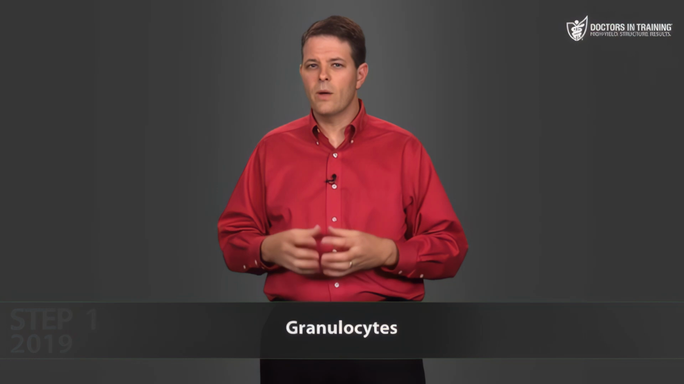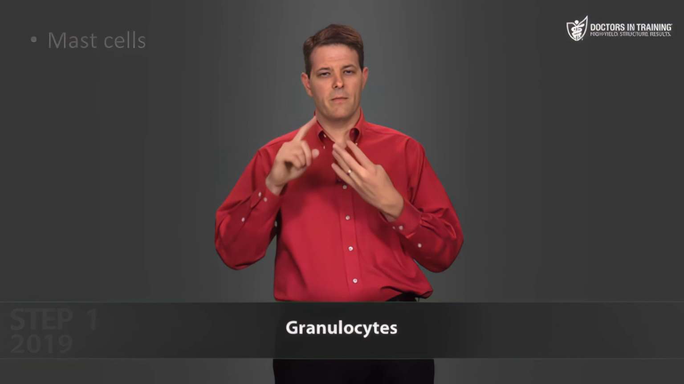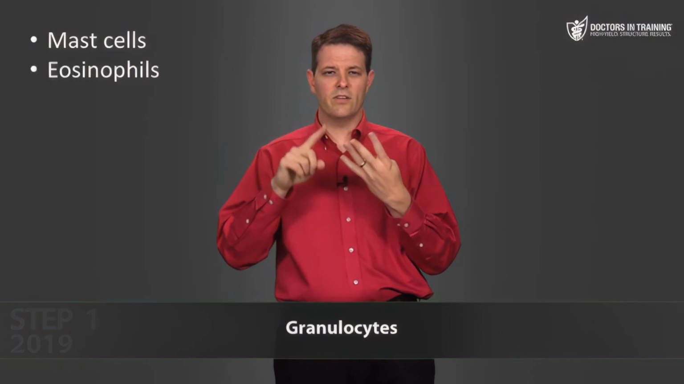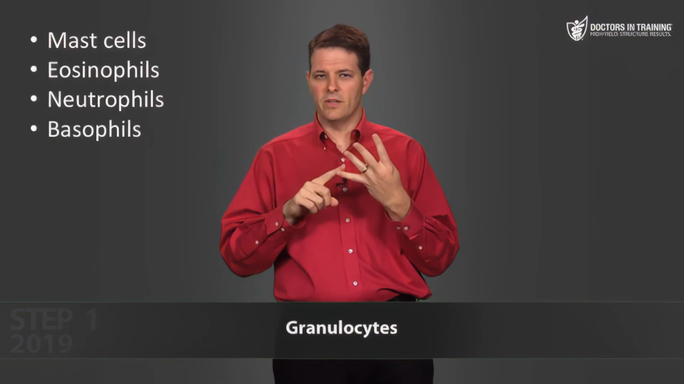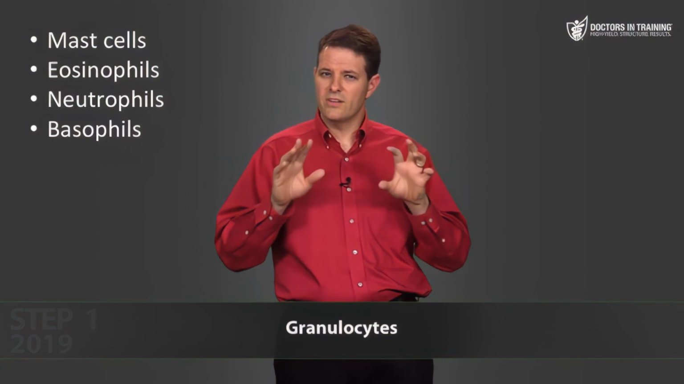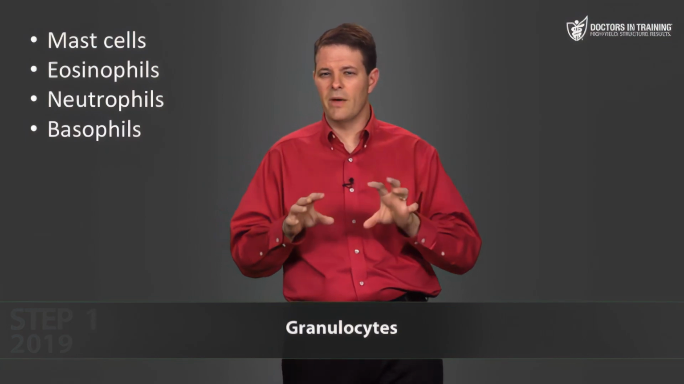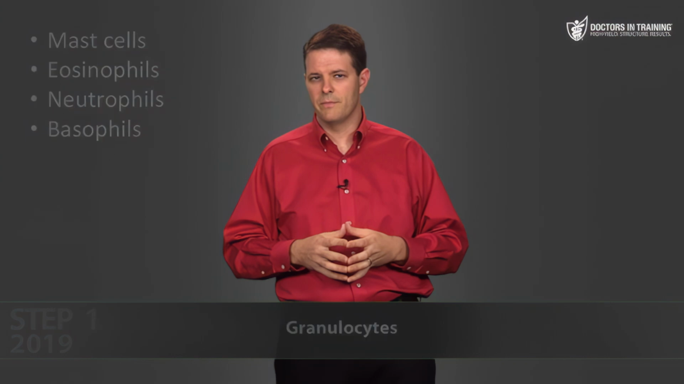Now let's talk about granulocytes. Granulocytes are white blood cells that release granules of preformed chemicals, like cytokines or chemicals they use to neutralize or kill pathogens. So there are 4 types of granulocytes: mast cells, eosinophils, neutrophils, and basophils. Now the good news is there are just a few high-yield details that you need to know about this for step 1 or level 1.